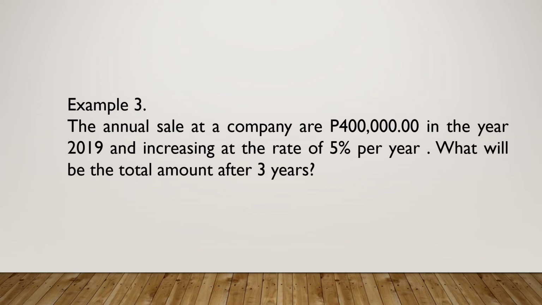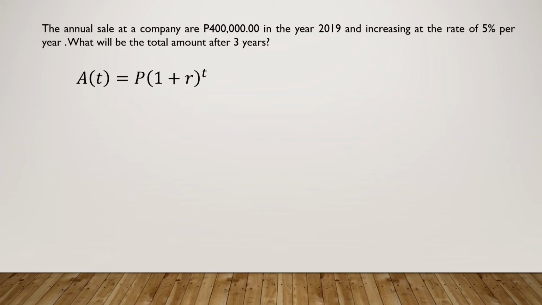Example number 3, the annual sales at the company are 400,000 pesos in the year 2019 and increasing at the rate of 5% per year. What will be the total amount after 3 years? So, meron tayong formula ng compound interest which is the amount after time is equal to principal times the quantity 1 plus rate is raised to t or time.